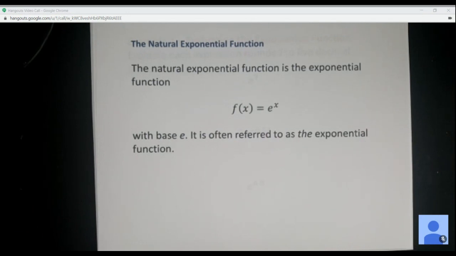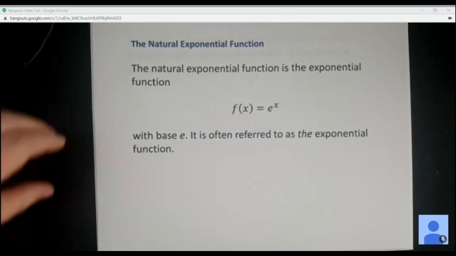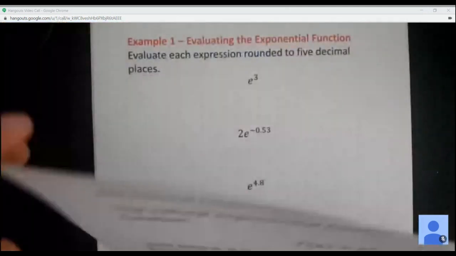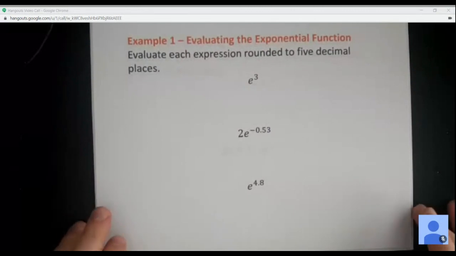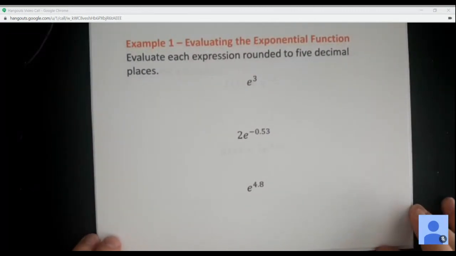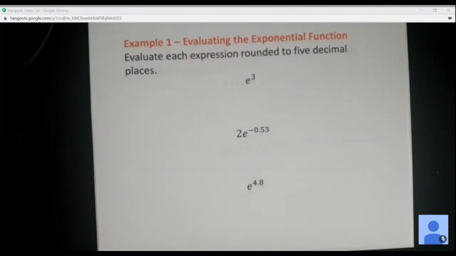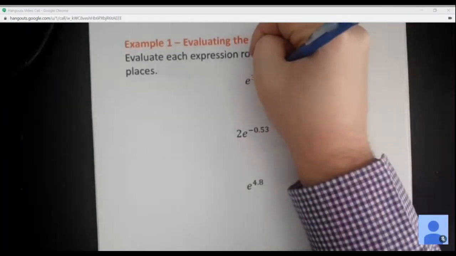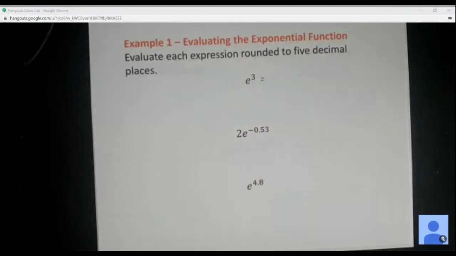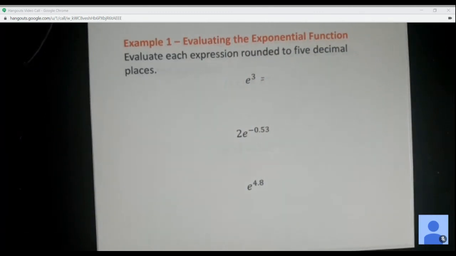Any questions on e to the x right now? We'll spend a lot more time with the graphs, so we'll look at some of those. First, let's just do some calculations with e, just to make sure we can do that in our calculator. So we got e to the 3rd power. Again, find your e key, and we want to raise e to the third power this time.